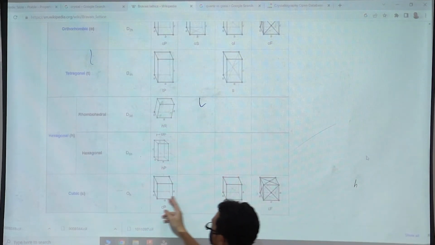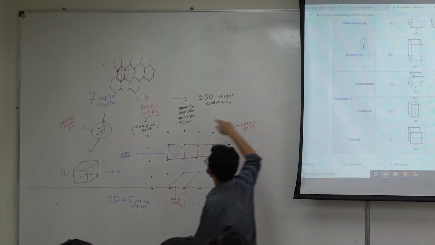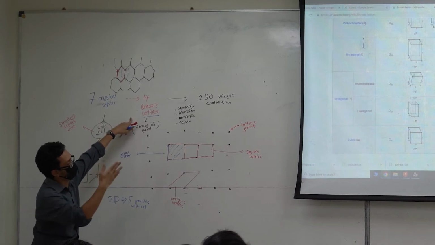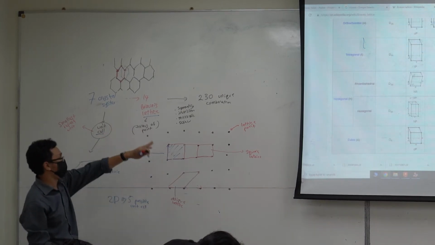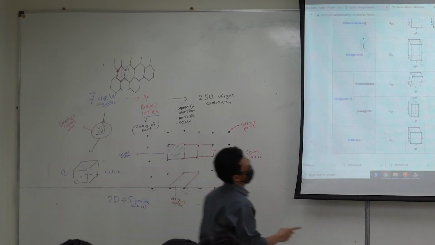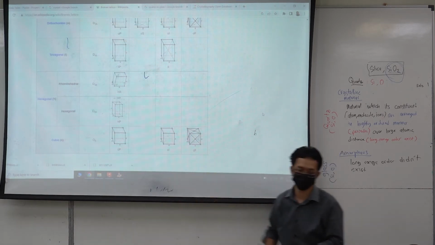So when you see all the combinations, there are only 14. 14 Bravais lattices. Okay, you might ask, before I go further, why are there center symmetry and so on?